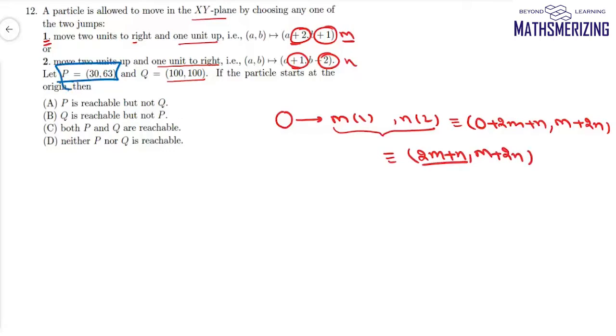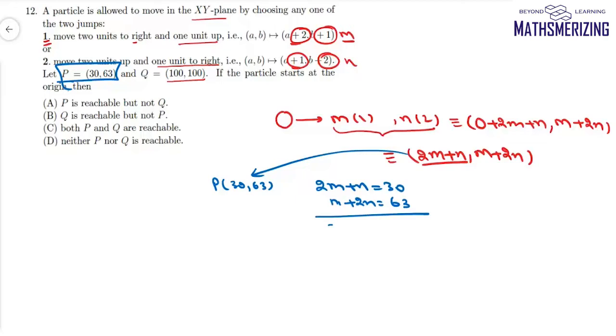Now first we look at this point P, which is (30,63). Now the particle will reach this point when 2m plus n is 30 and m plus 2n is 63. So if I add them, I'll get 3 times m plus n. This is 93. So from here I'll write m plus n equals 31. So if I subtract this equation from the first one, I'll get the value of m as minus 1. Negative values for m and n are not allowed. So that means this particle can never reach this point P.